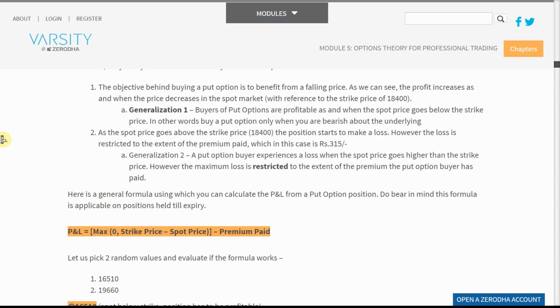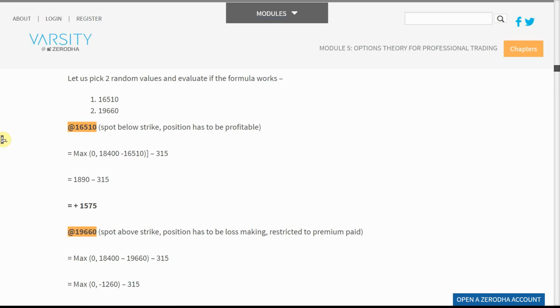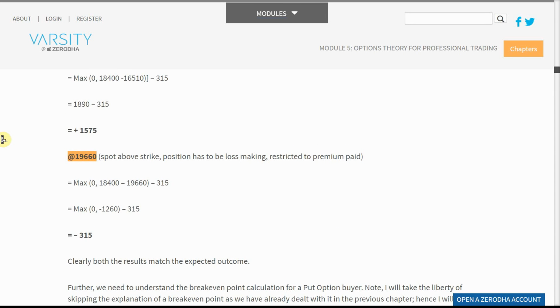16,510 and 19,660. At 16,510, spot is below strike. Position has to be profitable. P&L equals max (0, 18400 - 16510) - 315, which equals 1890 - 315, equals plus 1575.